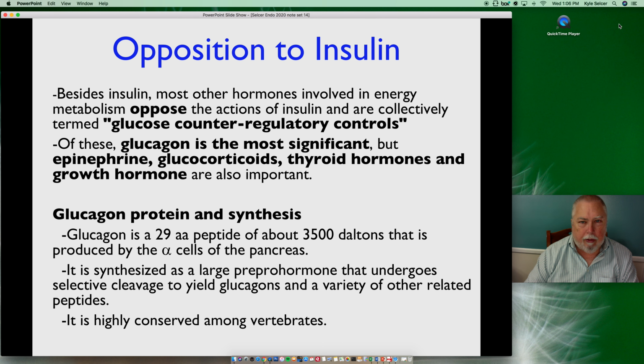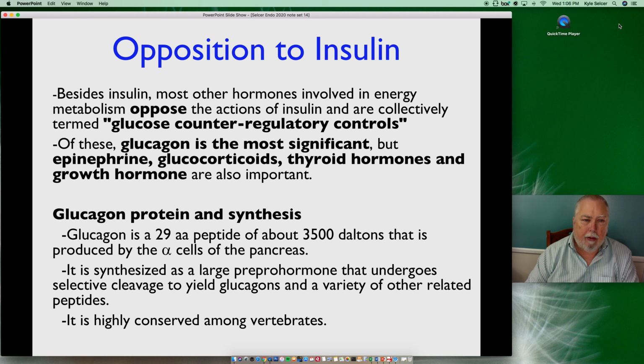So I'm going to end with this slide, and then I'm going to begin another video that I'll post, starting with this slide. So this slide is called Opposition to Insulin. So besides insulin, there's a whole bunch of other hormones involved in energy metabolism. And all of those other ones oppose the actions of insulin and are collectively called glucose counter-regulatory controls. So insulin is so powerful in its effects. When you eat, insulin just puts everything away and takes high blood glucose and turns it into low blood glucose. But when you're not eating, you need a variety of hormones to act under different circumstances to free that glucose back up so you can use it.